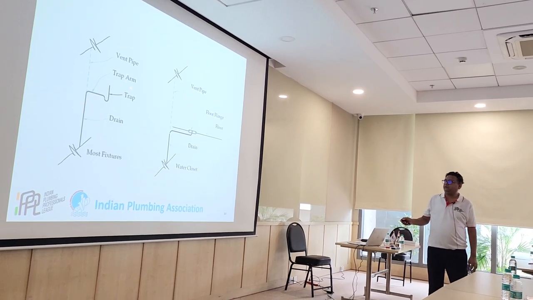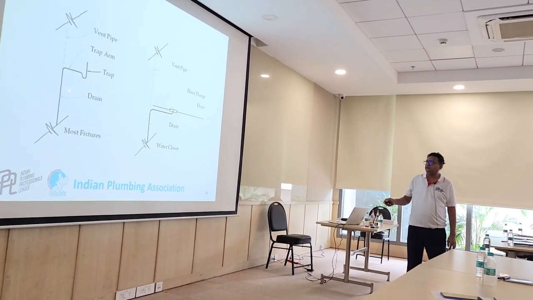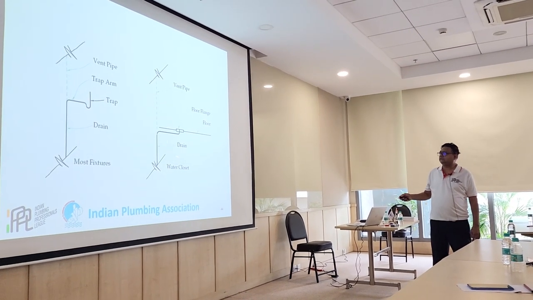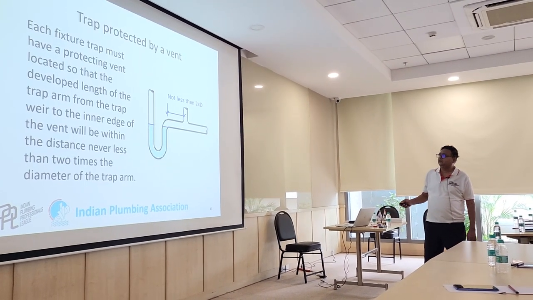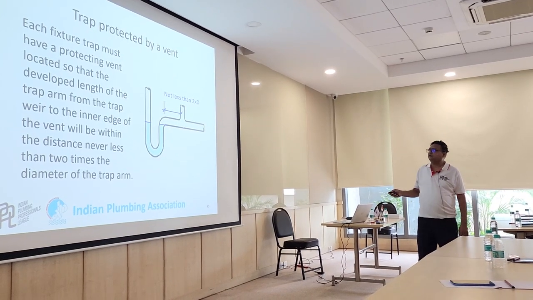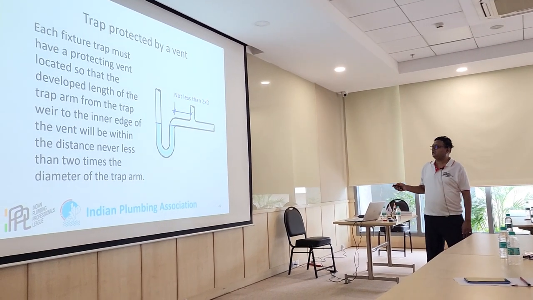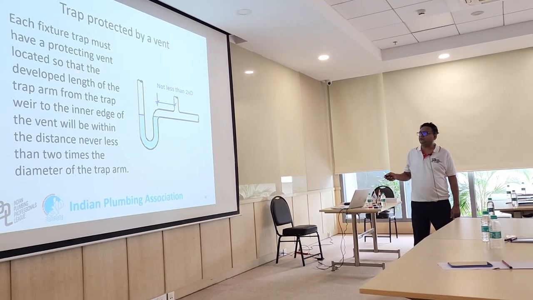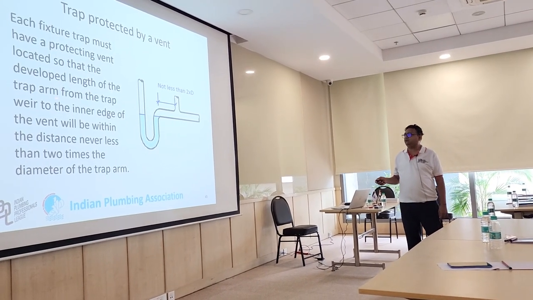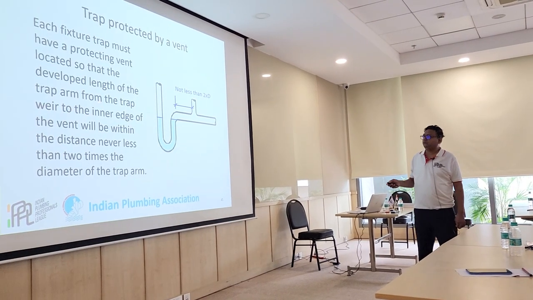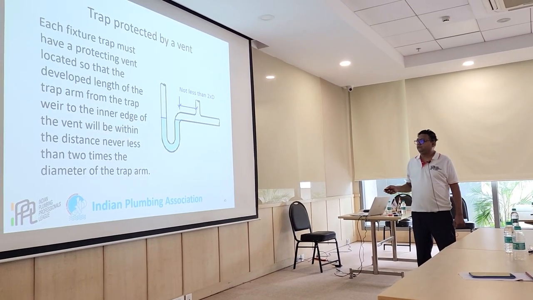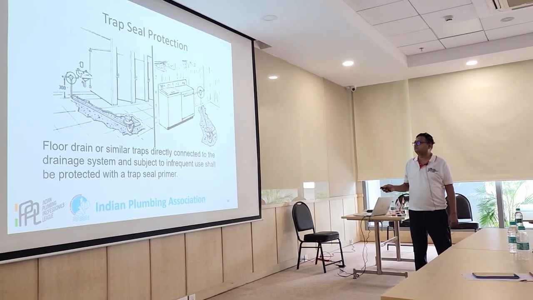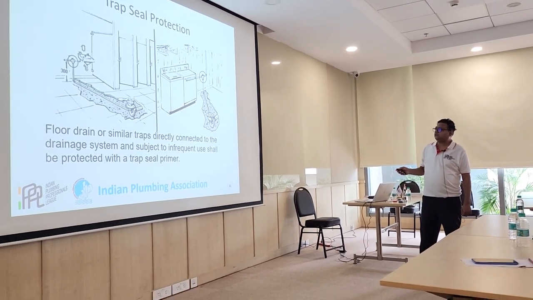So you have vent pipe, trap arm, drain. This is generally for the wash basin, this is for the WC. Trap protected by the vent, not less than 2 times the diameter. Each fixture trap must be protected by a vent located so that the developed length of the trap arm, from the trap weir to the inner edge of the vent, will be within a distance never less than 2 times the diameter of the trap arm.